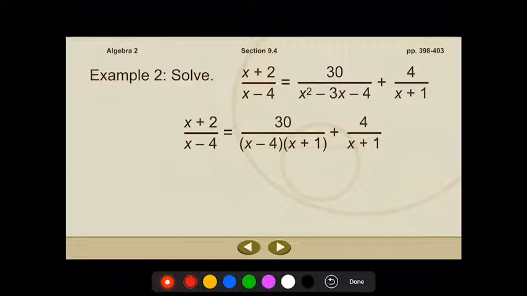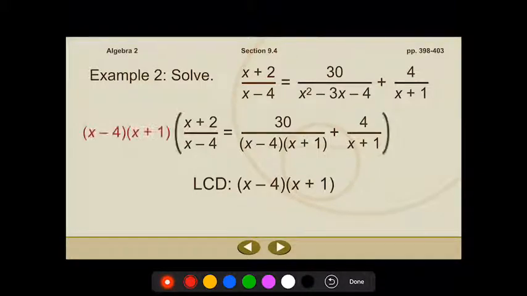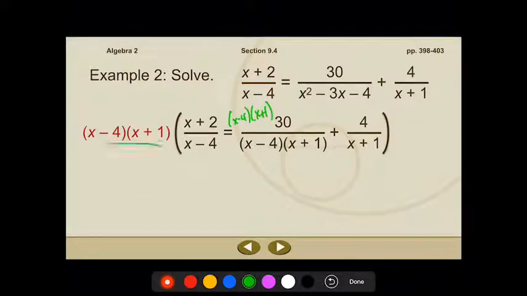The text, what they're going to recommend, is that there's the least common denominator, as we've already talked about. They're going to say multiply the whole thing by that least common denominator. Okay, you can do that if you want to. That's perfectly fine. The other option is to do what I said to do, and that's literally multiply everything by that least common denominator. So the red here will represent what's being multiplied times the first term. Then I'd multiply this times x minus 4 times x plus 1.